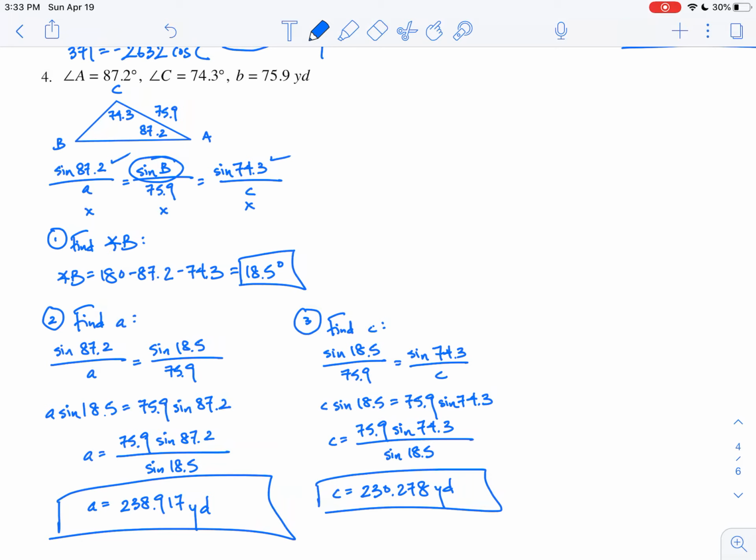Now we could have used law of cosines here as well, and we would have gotten the same answer. But again, for me personally, I kind of feel like law of sines is a little easier, so I try and use that whenever I can.